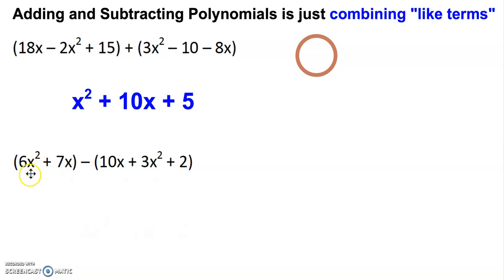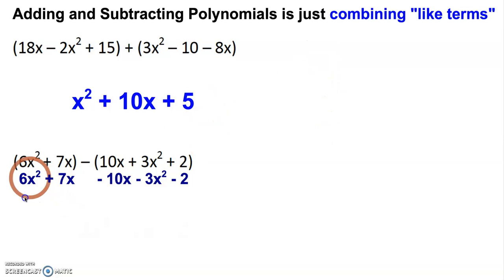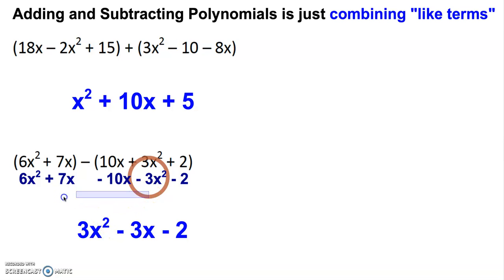So let's rewrite these expressions first. 6x squared plus 7x is not going to change, but on this second expression we have to distribute the negative. So minus 10x minus 3x squared minus 2. Now we can take a look at those like terms. 6x squared minus 3x squared. That's going to give us a positive 3x squared. 7x minus 10x gives me a negative 3x.